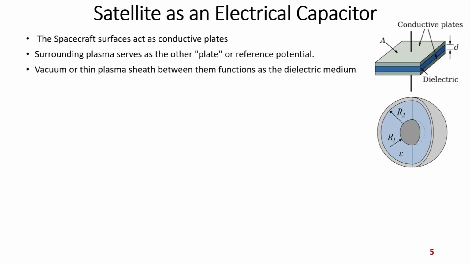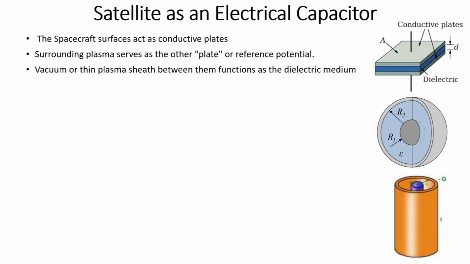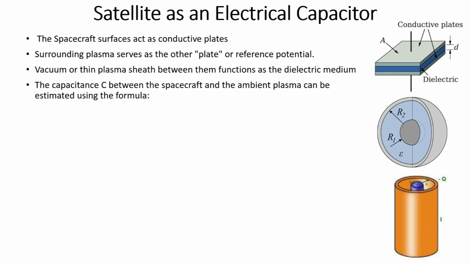This dielectric medium lies between the non-neutral region, that is the charged spacecraft, and the neutral plasma; there is the plasma sheath. You can consider that as the space between these two plates. So, this basically forms a capacitor. These are the three configurations, as I already told you. The capacitance C between the spacecraft and the ambient plasma can be estimated using this formula.